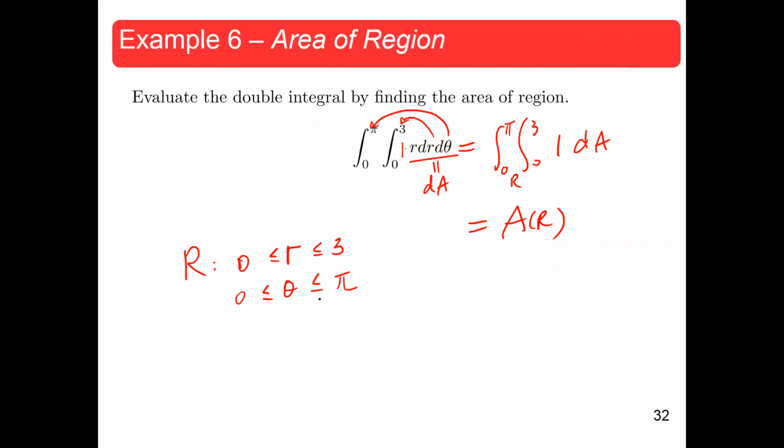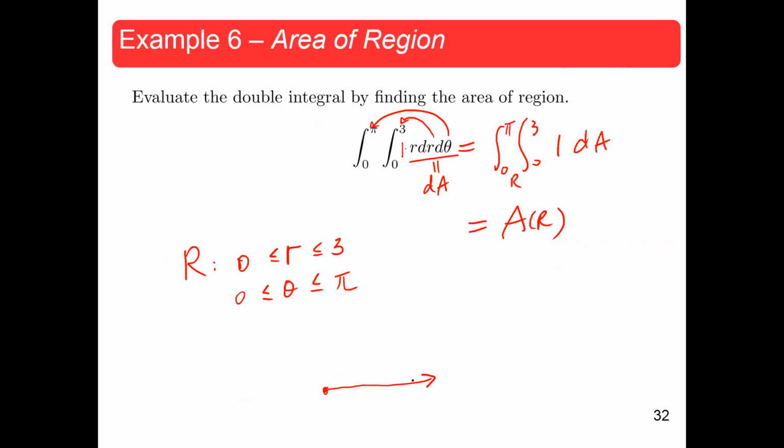Okay? So can you guys try to sketch this region R with these two pieces of information? Radius is from 0 to 3, angle theta is from 0 to pi. Can you try to sketch the region? Okay, this region should be hard.